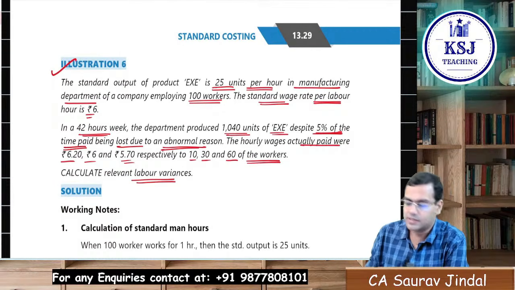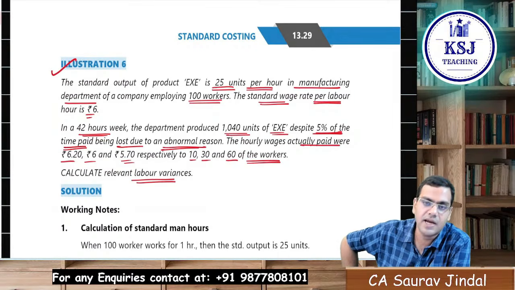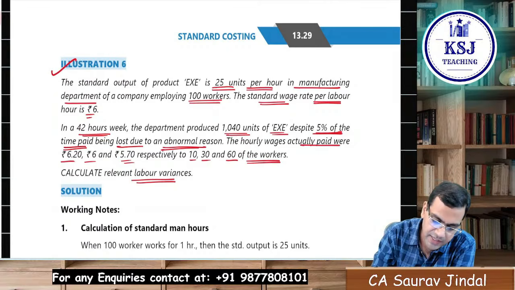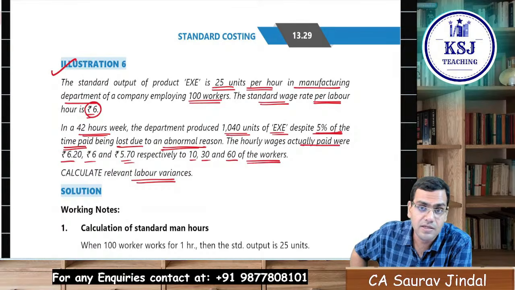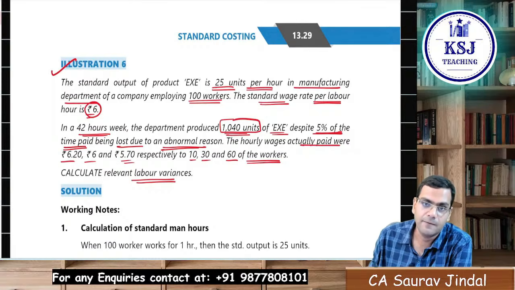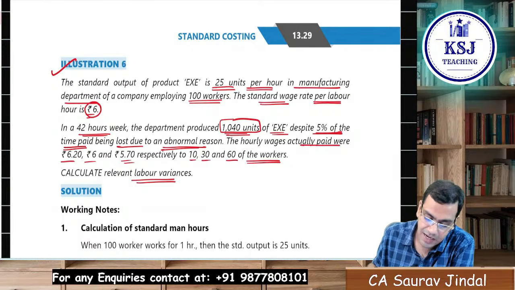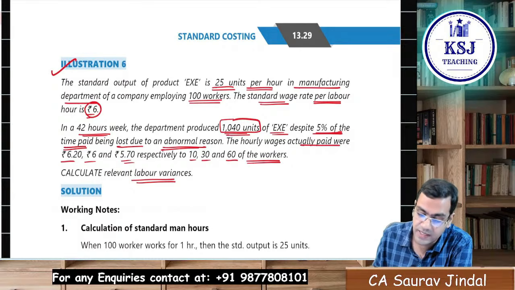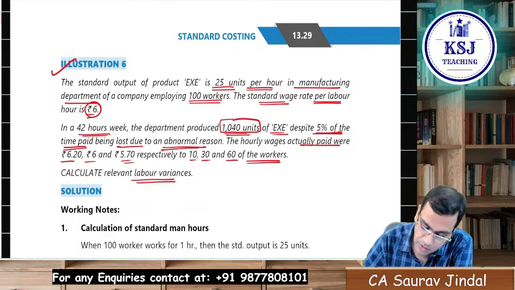How will you calculate it, sir? See, the first thing is, what is the standard wage rate that is given to us? The standard wage rate that is given to us is 6 rupees. Now we need to calculate the standard hours for actual output. What is the actual output? 1040, right? This is the actual output that is there. The rate is given per hour, and he says 25 units in 1 hour is being manufactured in a department consisting of 100 workers.